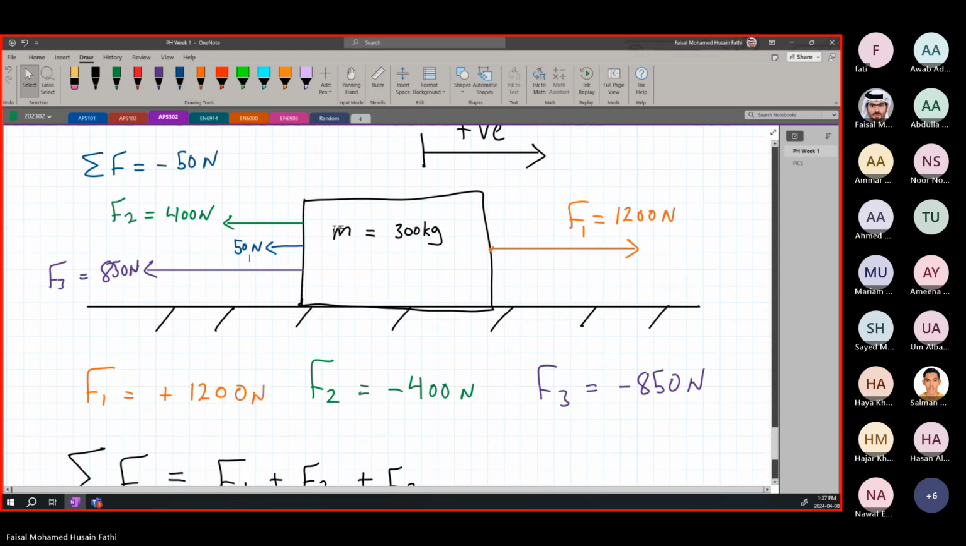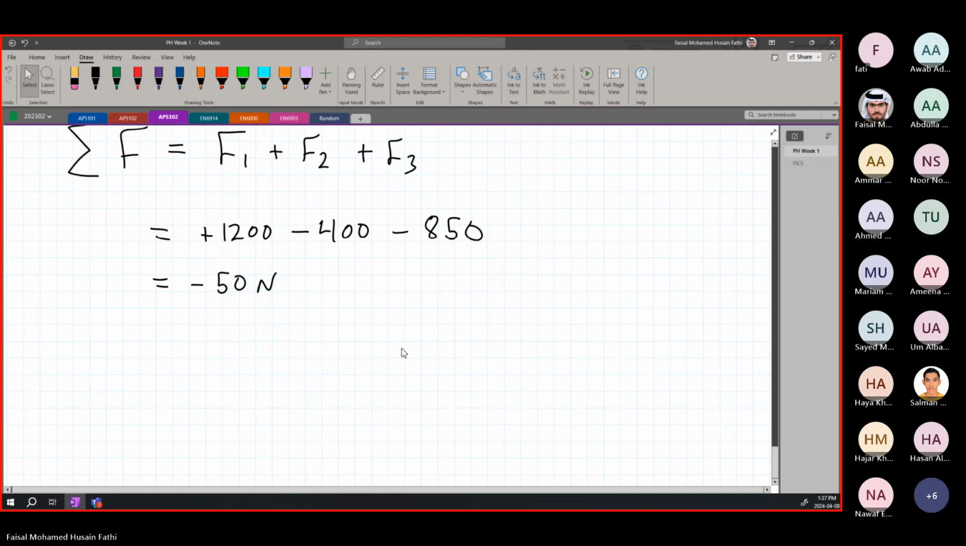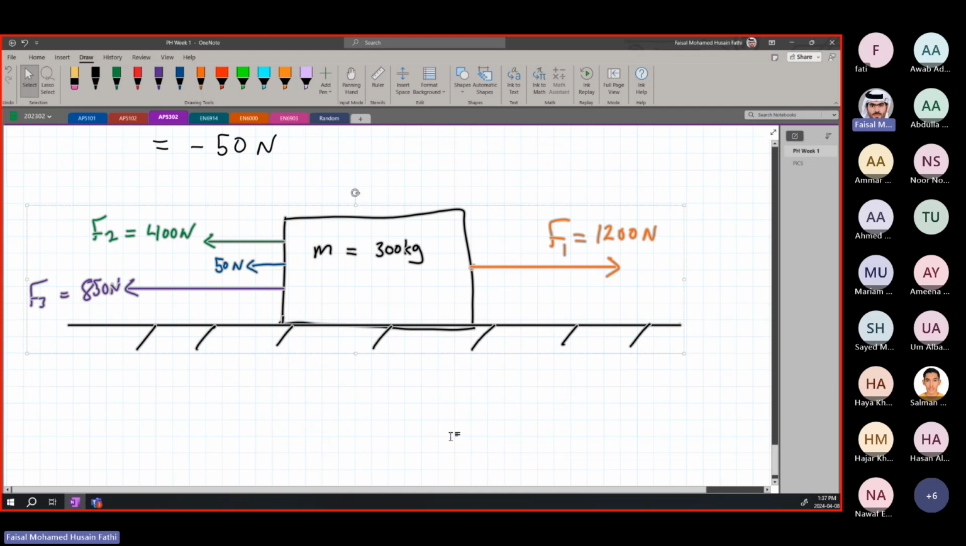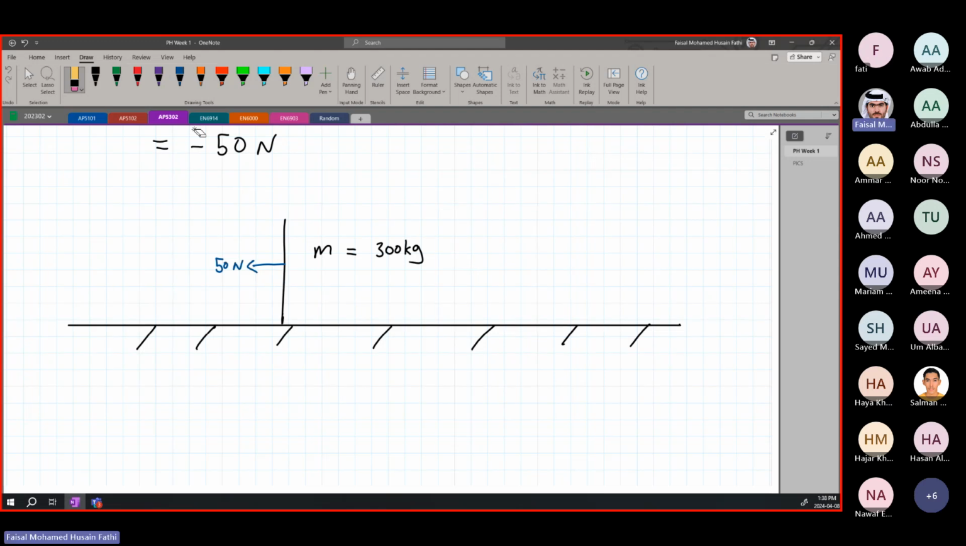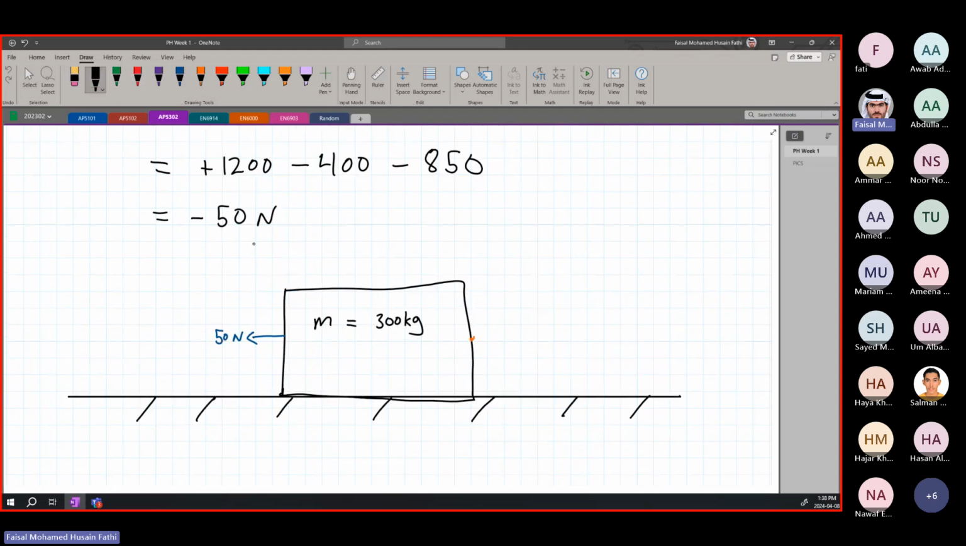That means if I just redraw this, we don't need any of these anymore. We know that the total force acting on this, all of these cancel each other and what remains for us is 50 newtons to the left. Why is it to the left? Because we got sigma F to be minus 50 newtons, and we chose our positive direction to be to the right. Since it's minus, it has to be in the opposite direction, and the value is 50 newtons. So now we know the direction of this box. We know it is going to have an acceleration in this way as well.